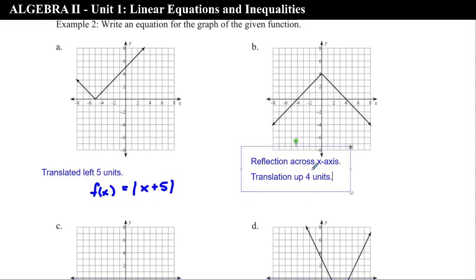So we can write an equation, and that equation is f of x equals, now how do we take care of that reflection across the x-axis? We put the minus sign in front of the absolute value, and since our translation is up, we're going to be adding 4 to the outside. And so that would be our equation for the second example here.